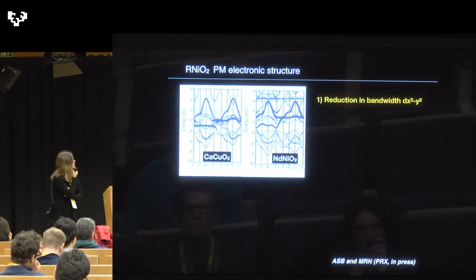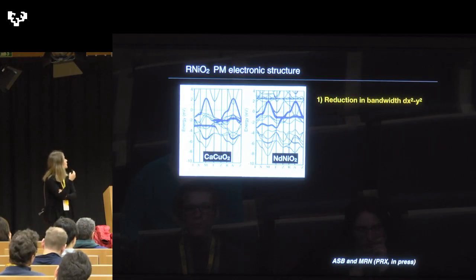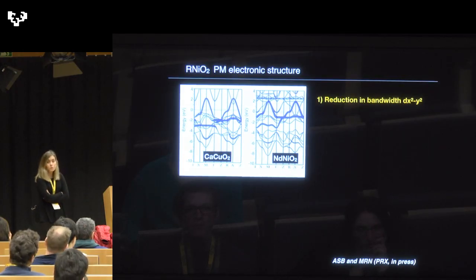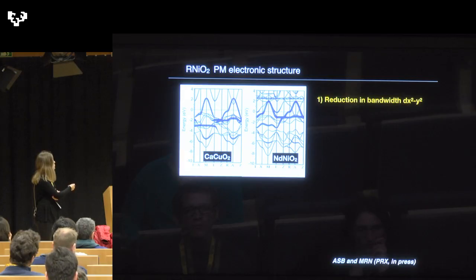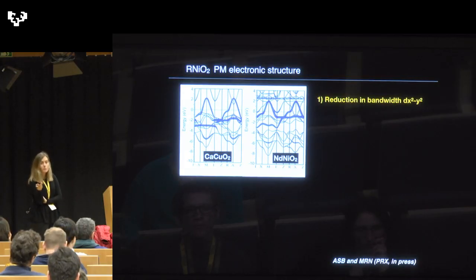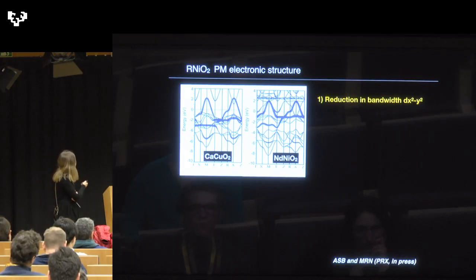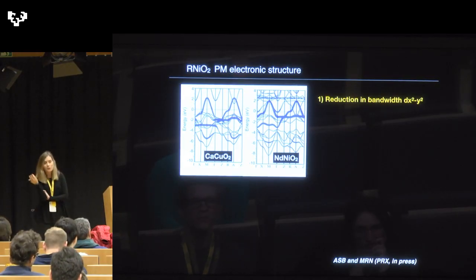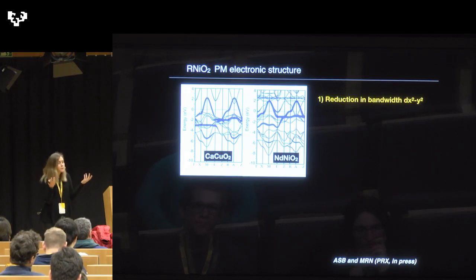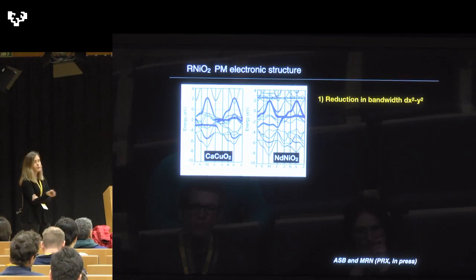Now, before I go into those factors, let me introduce you to the electronic structure of neodymium nickel oxygen 2 in comparison to its cuprate analog, that it's also superconducting upon doping, and that it's calcium copper O2. So as you see here, in both cases, you have a wide dx2-y2 band crossing the Fermi level. If you like, in that regard, they may not be that different, other than a reduction in bandwidth in the nickelate with respect to the cuprate.